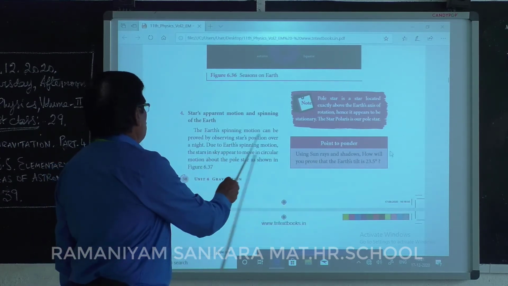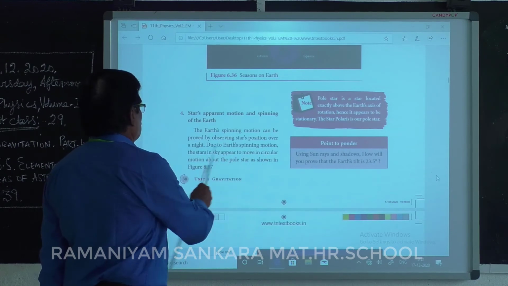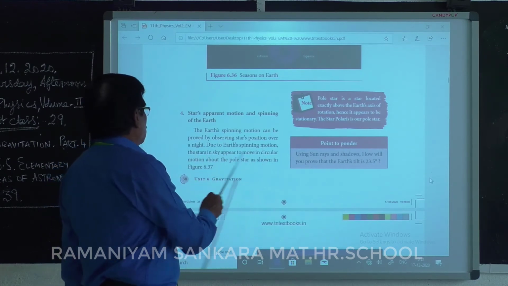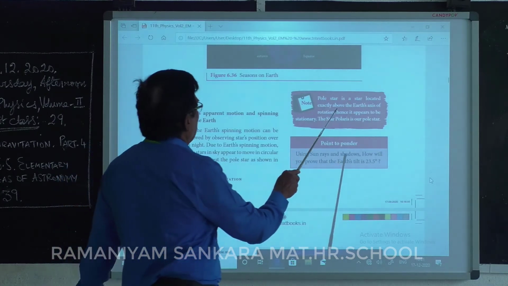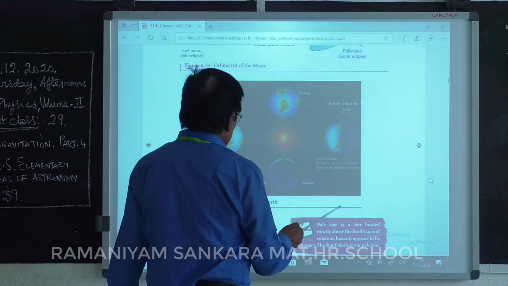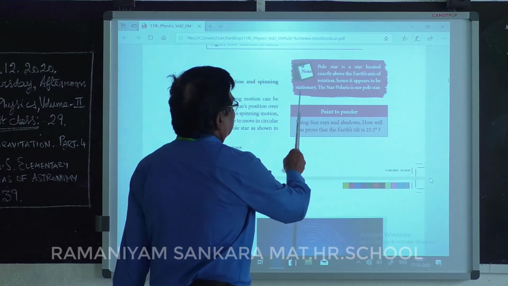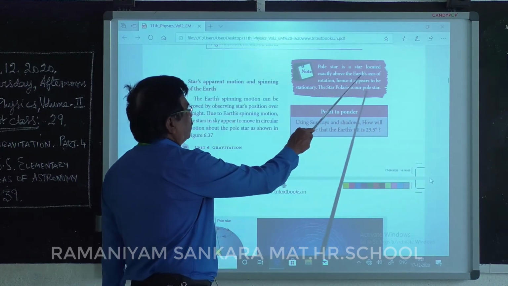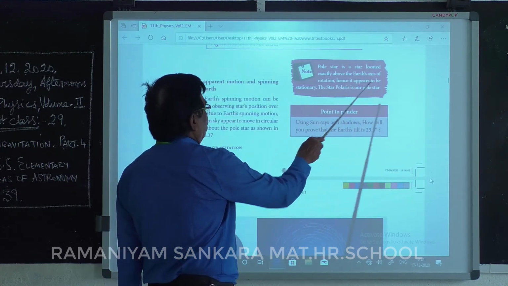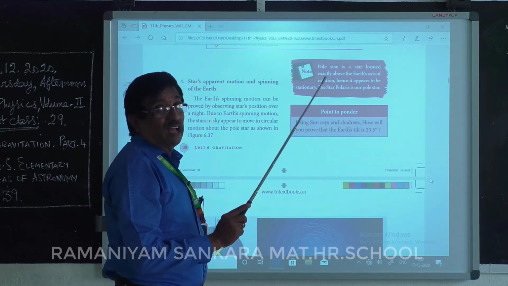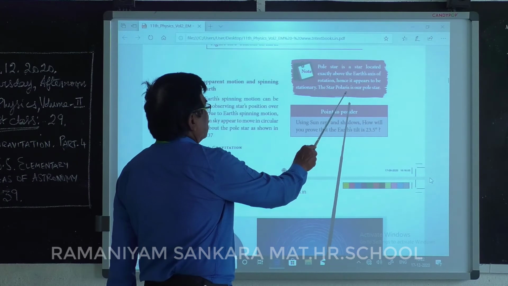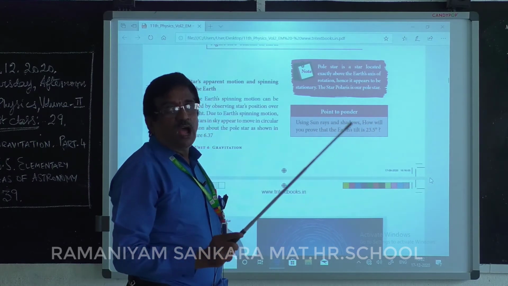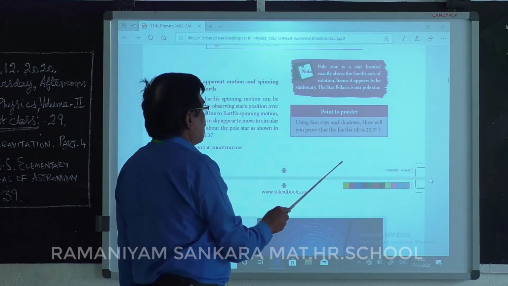So, the Earth's spinning motion can be proved by observing star position over a night. Due to Earth's spinning motion, the star appears to move in circular motion about the pole star as shown in the diagram. Okay, what is a pole star? It's a star located exactly above the Earth's axis of rotation, hence it appears to be stationary. Where? North pole or south pole. The star Polaris is our pole star. What is the name of the pole star? Star Polaris.